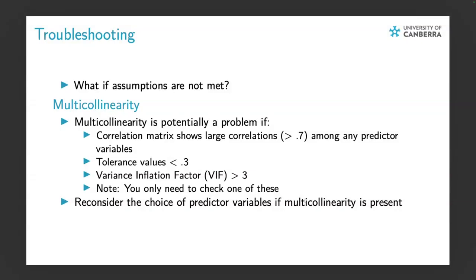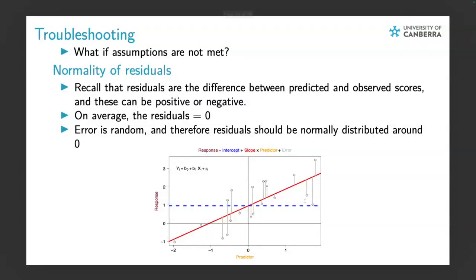So that's one option available to you. What about normality of residuals? Recall that residuals are the difference between predicted and observed scores, and these can be positive or negative. On average, the residual should equal 0 and be normally distributed.